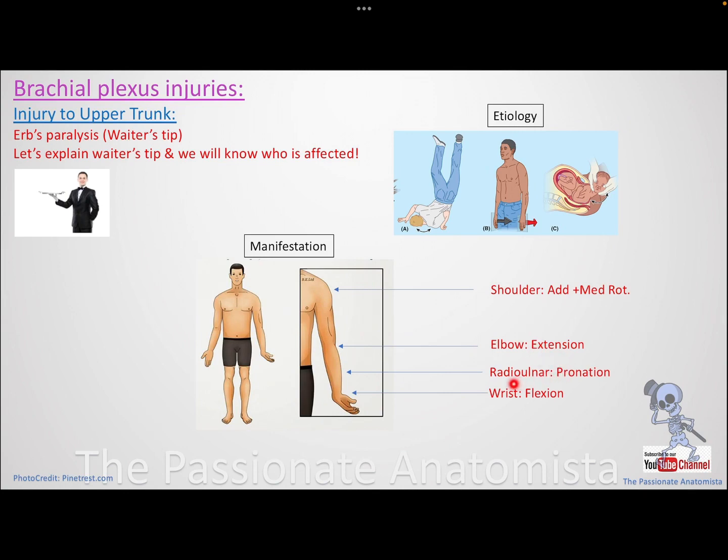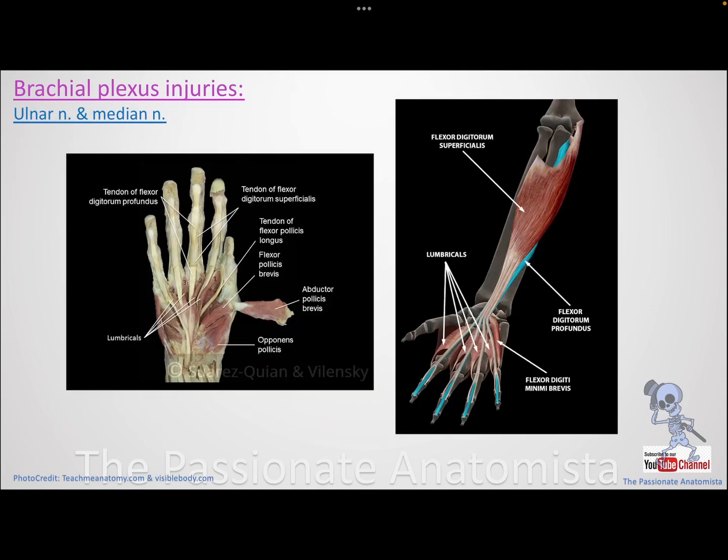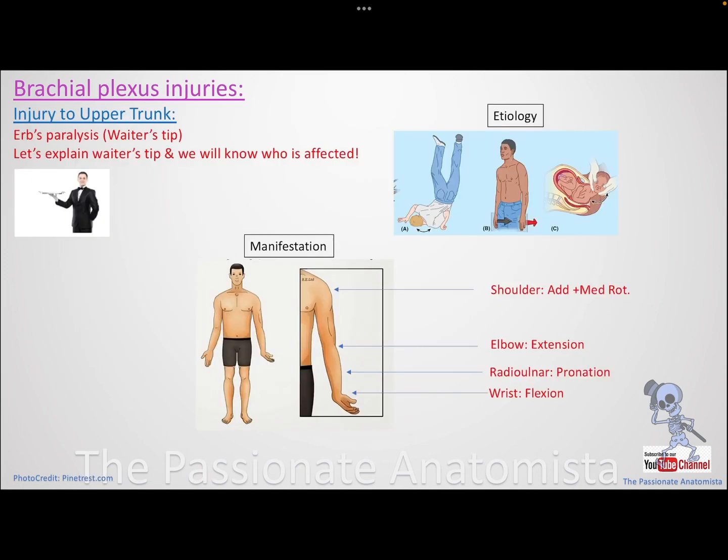Now, what about your radioulnar joint? Your forearm is pronated. What does that mean? It means the supinator muscle is not working. What about your wrist joint? Your wrist joint is flexed. It means your extensors are not working. So in that case, you will be able to tell what muscles are not working. So that way you will know what happens in your arm.